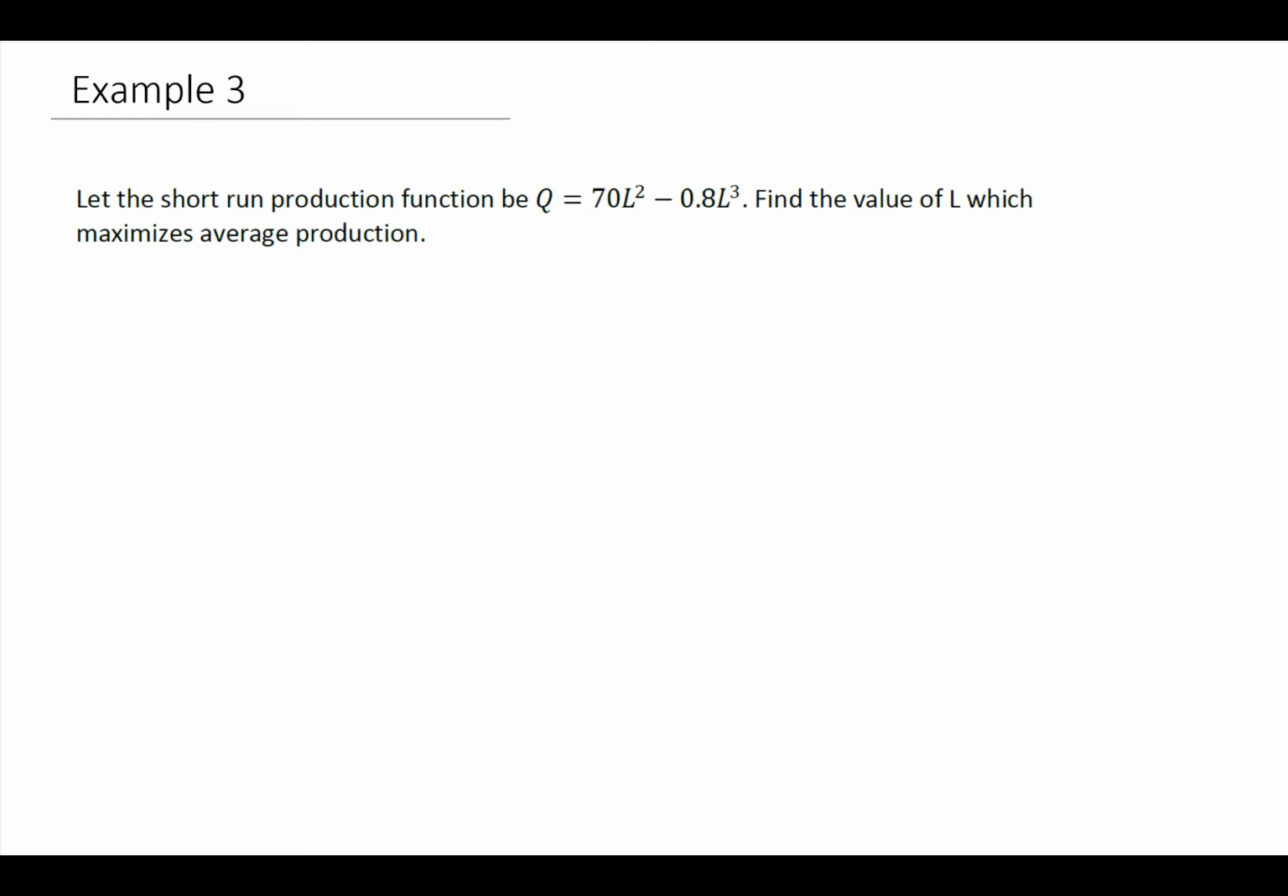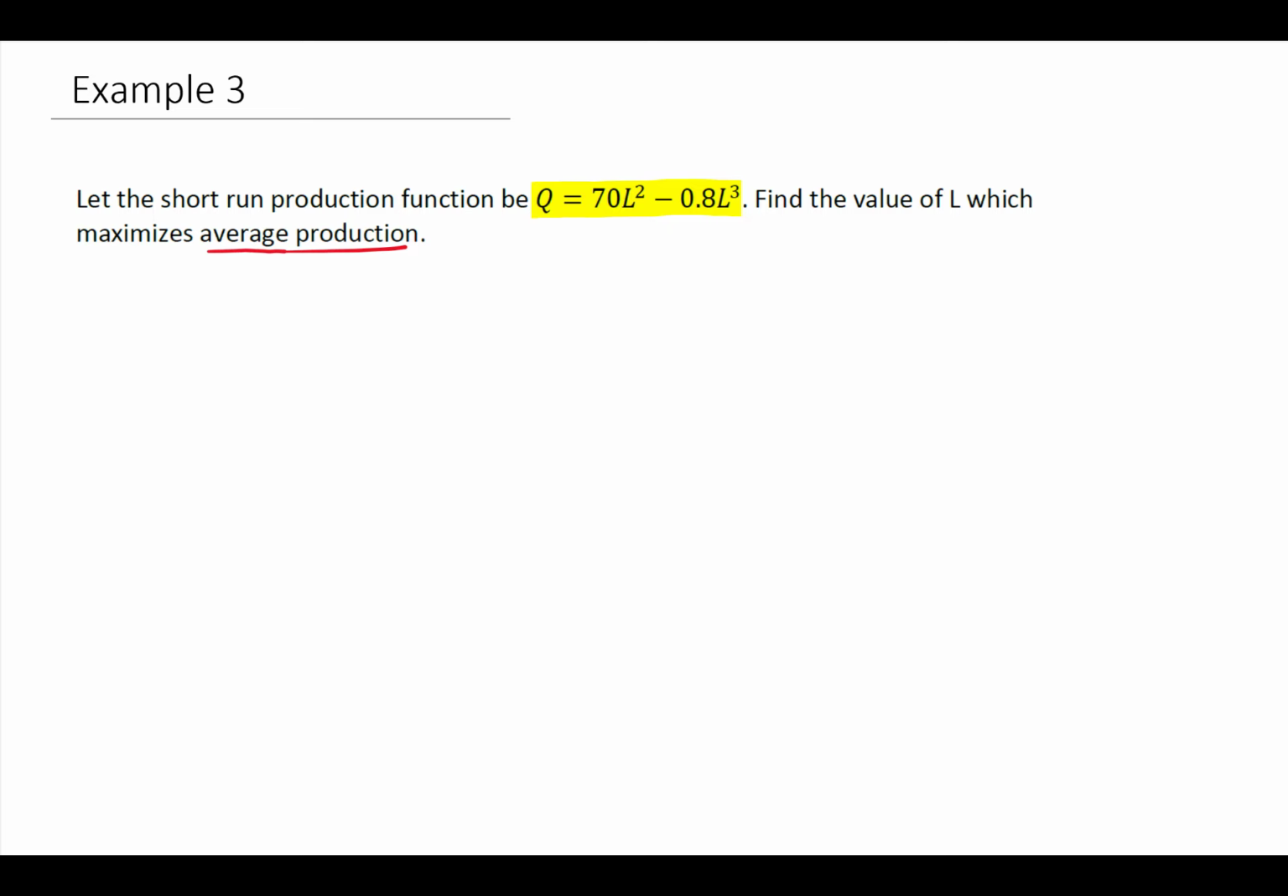Example 3. Let the short-run production function be Q is equal to 70L squared minus 0.8 L cubed. Find the value of L which maximizes average production. Now this function might be familiar because we did use it in the concept videos. However, we were maximizing production. Here we're trying to maximize average production. So we are going to have to manipulate the function before we do our optimization.